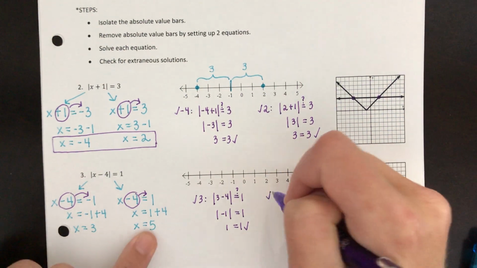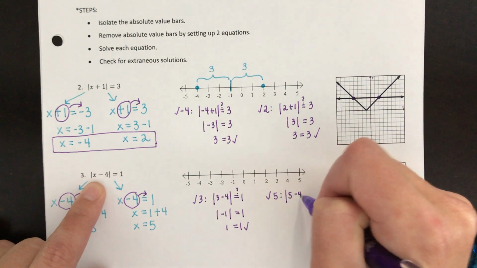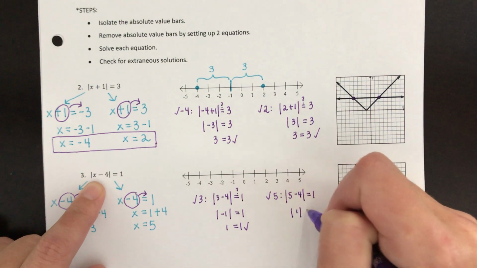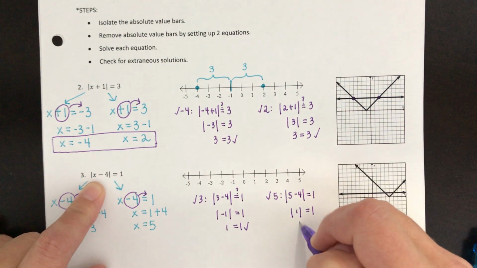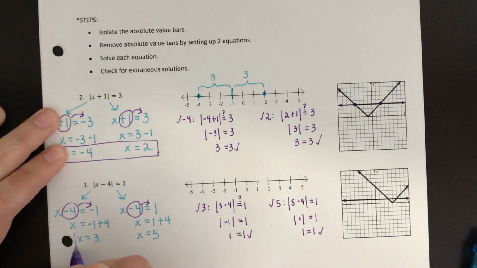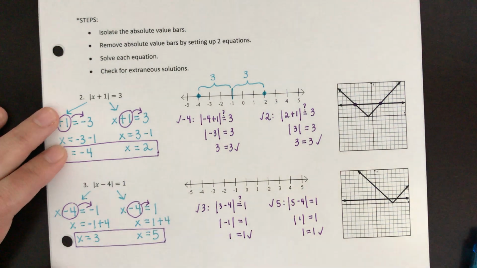And then let's check 5. So plug 5 in here, so the absolute value of 5 minus 4 equals 1. So 5 minus 4 is 1, and the absolute value of 1 is certainly 1. So again, that's another true statement. So both of these solutions are good. Neither is extraneous. All right, and let's check out the graphs.